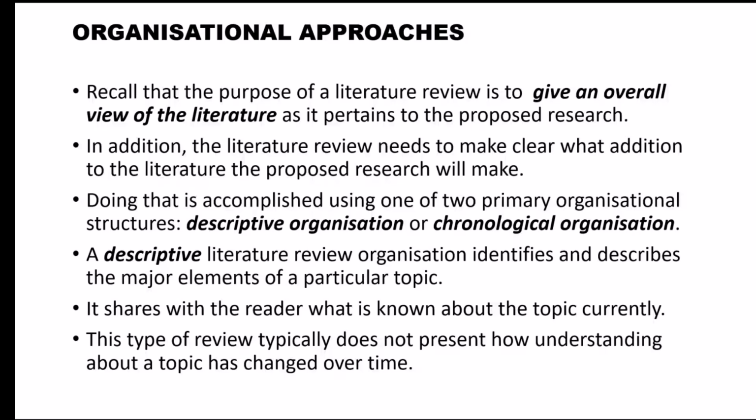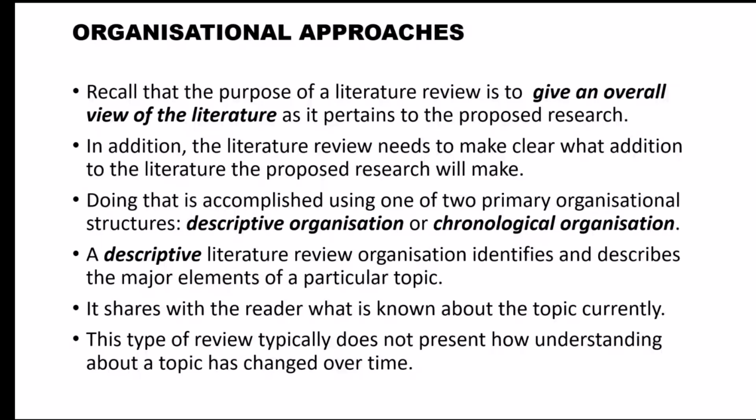Doing that is accomplished using one of two primary organizational structures. The first one is descriptive organization. The second one, chronological organization of the literature that has been reviewed. A descriptive literature review organization identifies and describes the major elements of a particular topic. It describes, it's only about description. It shares with the reader what is known about the topic currently.